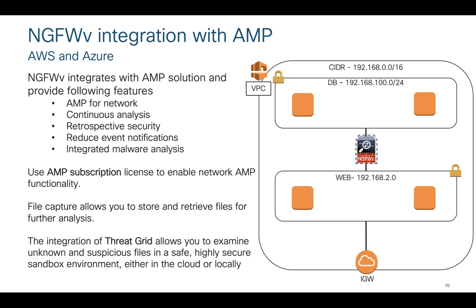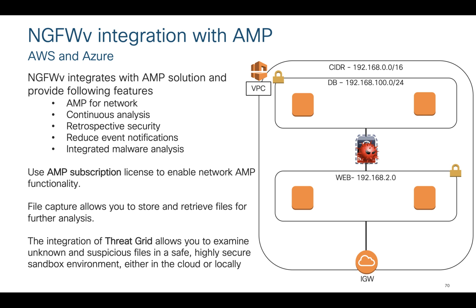AMP integration, so you can enable AMP license, next generation IPS and AMP license on your device. Using this particular subscription, you can always intercept your traffic, and if any of your front-end workload is compromised, and if that workload is trying to send any kind of malware to your database server or your application server, you can always find that out, and you can block it.